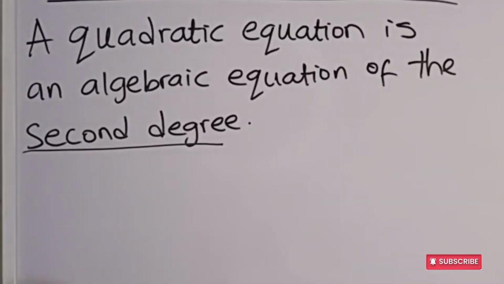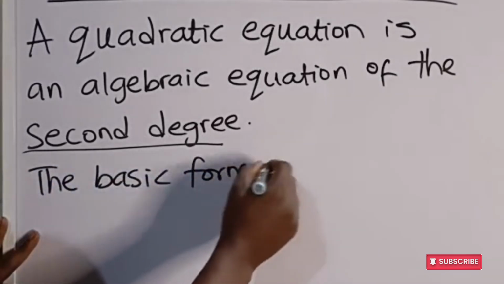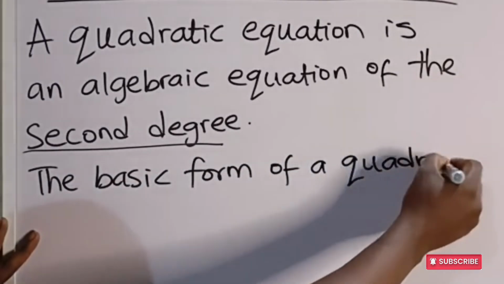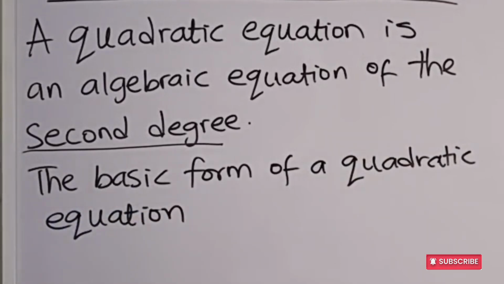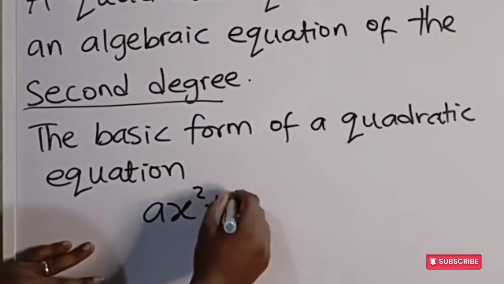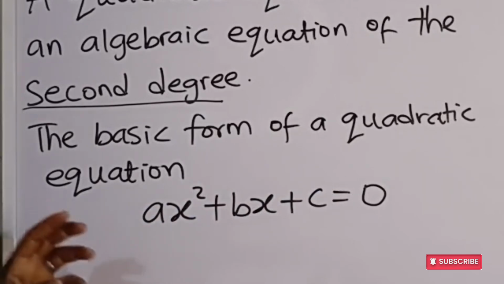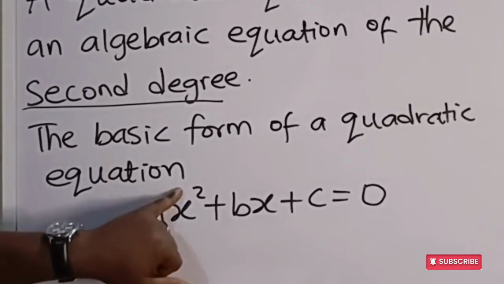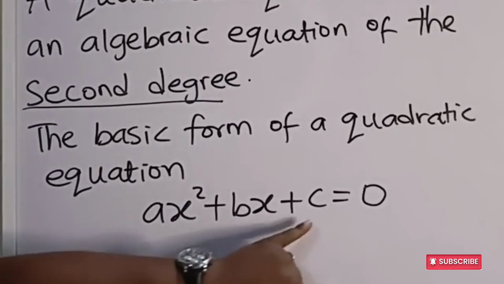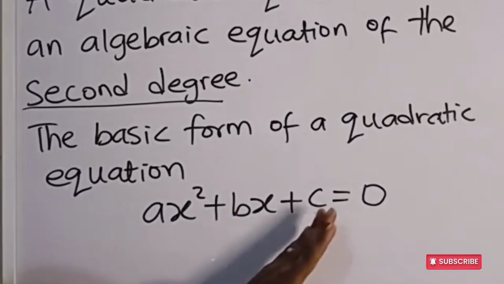So every quadratic equation is written in the basic form. The basic form of a quadratic equation is ax squared plus bx plus c is equal to 0. a is the coefficient of x squared, b is the coefficient of x, and c is the constant.